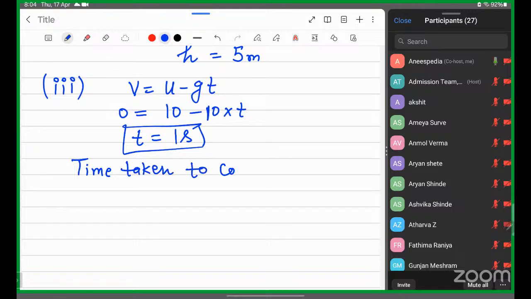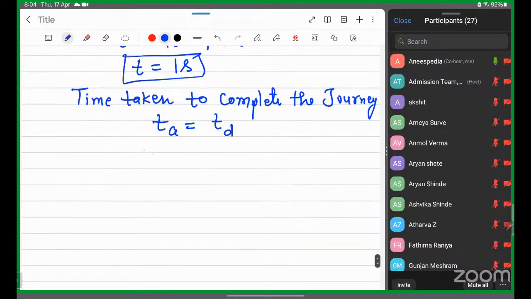Time taken to complete the journey. In this case, when the ball is in vacuum, time of ascent will be the same as time of descent. So the total time will be the time taken by the ball going upward plus the time taken by the ball going downward. So this will be 2 seconds.